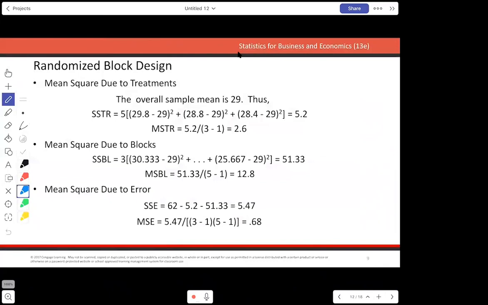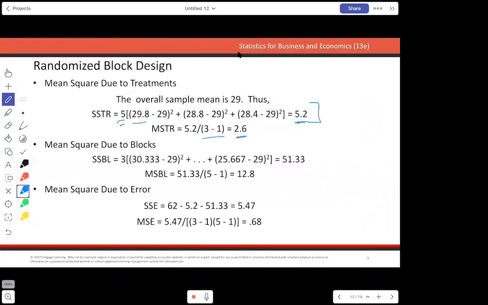So SSTR, as you could see, is the same basic formula that was applied earlier. In this case, 5 happens to be the number of cars, so that's the number of blocks, B, times the column average, which is like for blend X, blend Y, blend Z, and so on. So that's what we're finding here. And once we find that, if we divide the SSTR by the degrees of freedom, we get an MSTR of 2.6, all right?